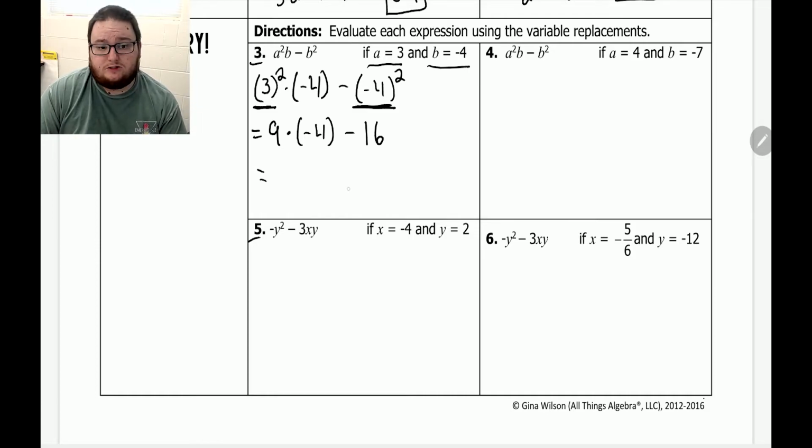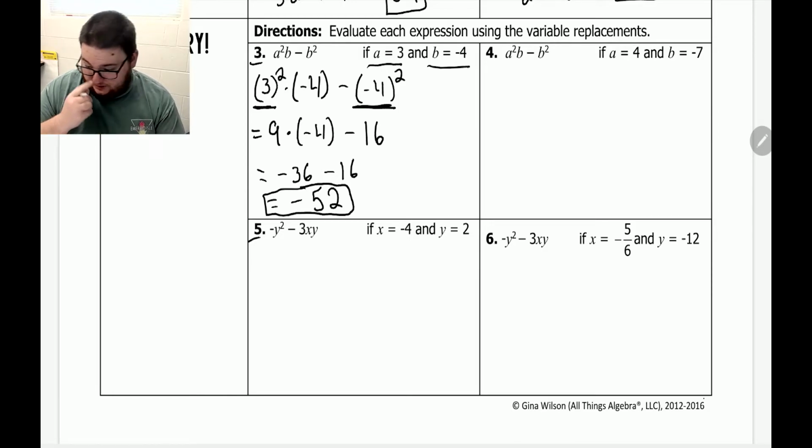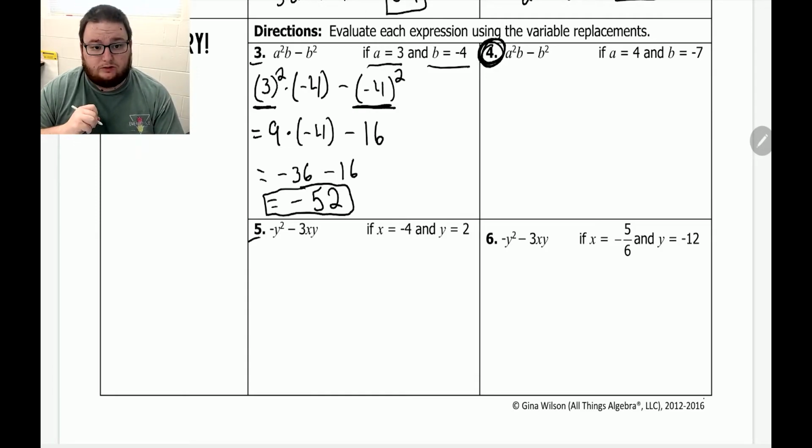Finally, we're done with exponents, so we move on to multiplication or division. Left to right, we have 9 times negative 4, which gives us negative 36. And we're subtracting 16. If we finish this one out, we have negative 36 minus 16, and that gives us a negative 52, which is our final answer. Number 4, again, is yours to do on your own. Make sure that you have it completed by the time you submit the notes.